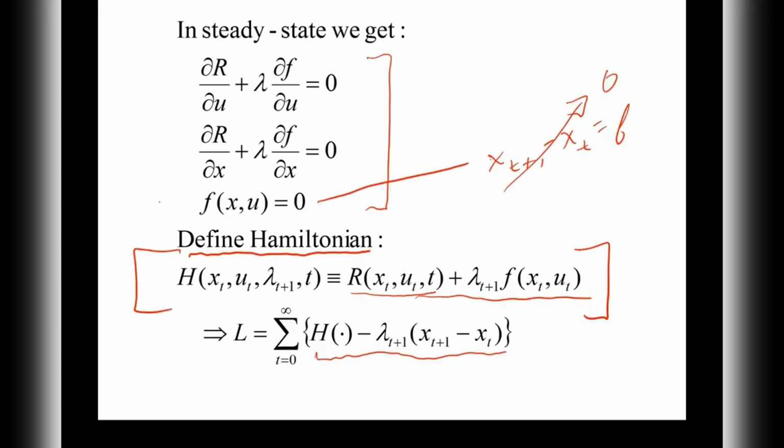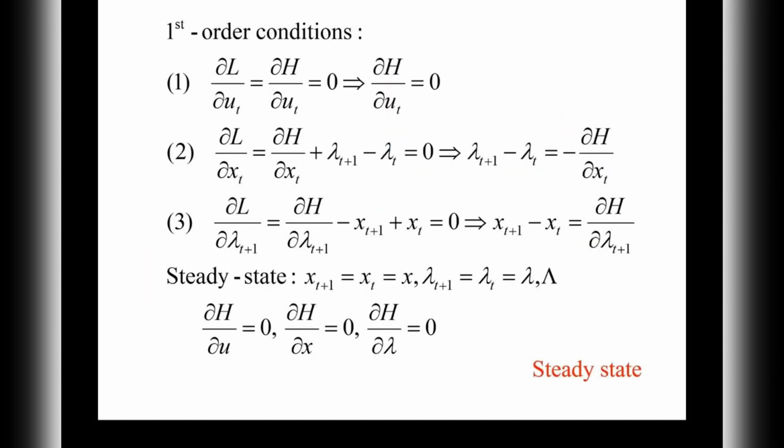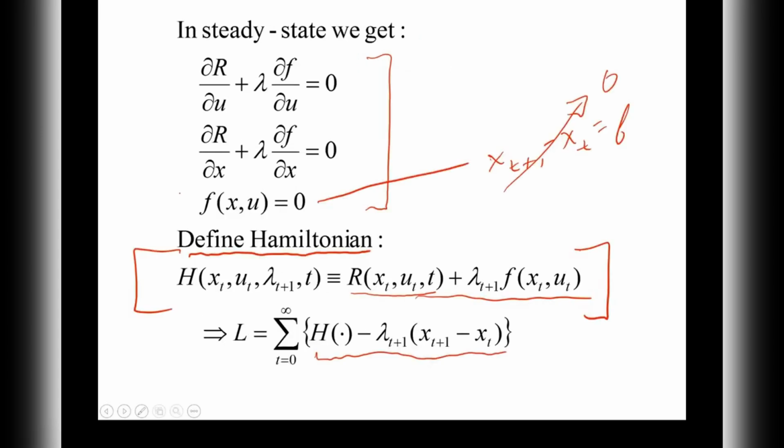All right, so if we take the partial of L with respect to u t, we find that it's the same as the partial of H with respect to u t, and it's equal to 0, which implies that the first condition is that one. You can see that by taking the first derivative of the Lagrangian in this lowest expression here. There's nothing here that has a u t in it, so the partial of L with respect to u t is simply the same as the partial of H with respect to u t, and we set that equal to 0.